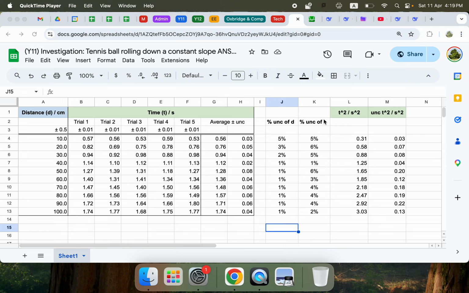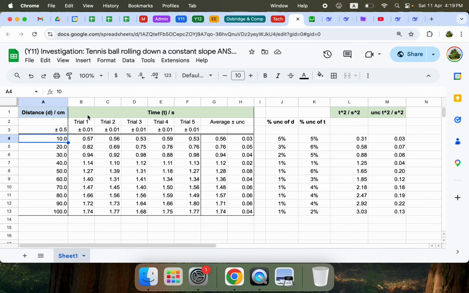So what I've done here is I've just processed my data. I have some time values here that I've squared over here. So this is time squared in this column. I also did some error propagation and worked out the uncertainty for time squared. I took the percentage uncertainty for time, multiplied by 2, and then multiplied by the time squared value to get the absolute uncertainty of these time squared values.